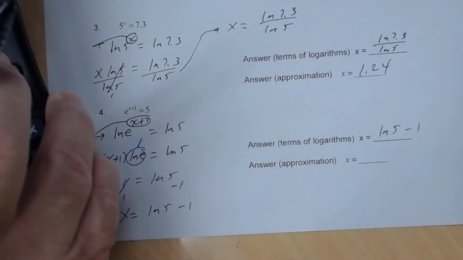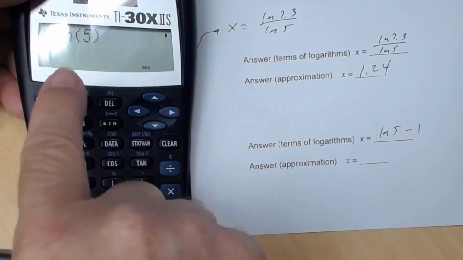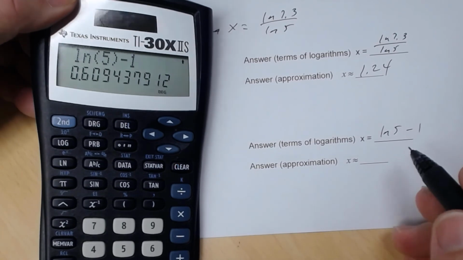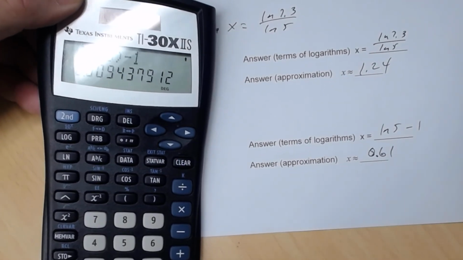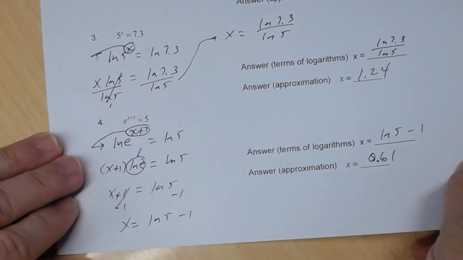And then all you do now is just use your calculator. So the natural log of 5 in parentheses, and then subtract 1, equals, and that is going to be 0.61. Okay, and so that should take care of 4.4 part 2.